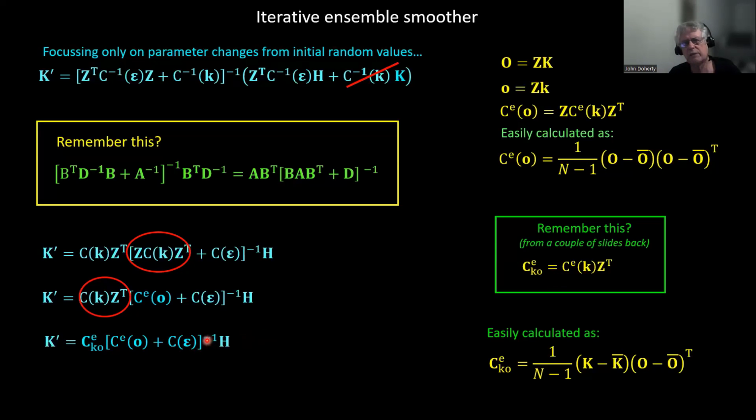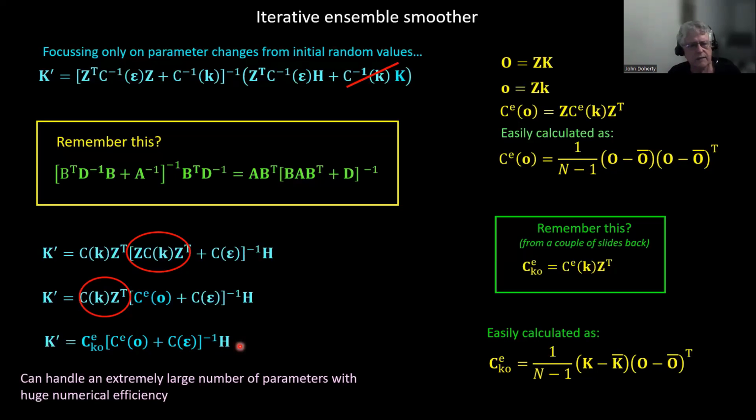The matrix I have to invert is only the number of observations. I can have zillions of parameters here, and the inversion process gets no bigger. These matrices are all calculated just from the ensembles themselves using the simplest of calculations. The programming is easy. So in effect, okay, I've made a few simplifications here, and there are a few little tricks to make this work properly on all occasions.